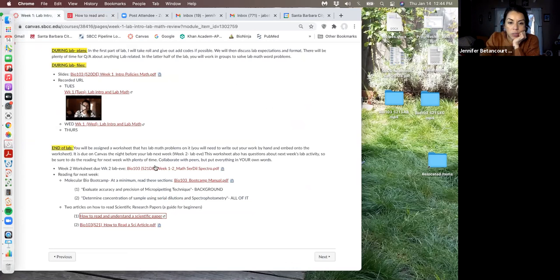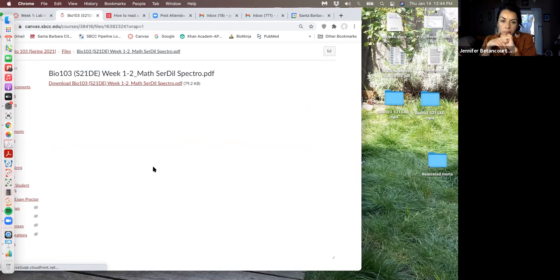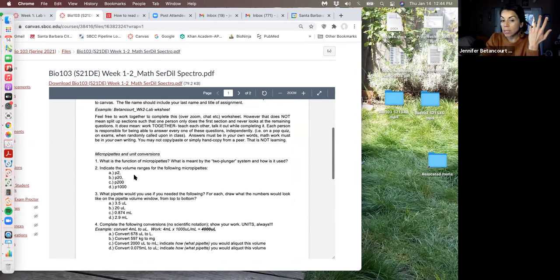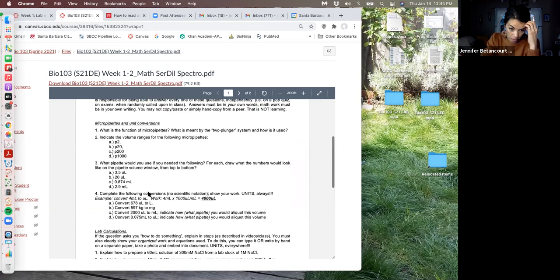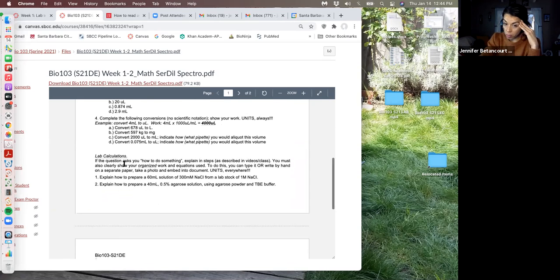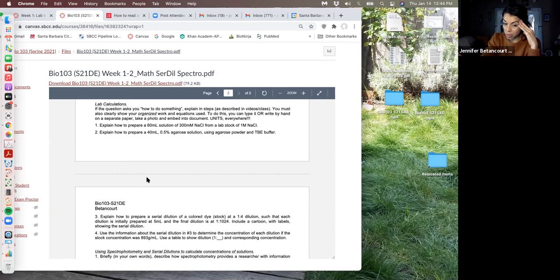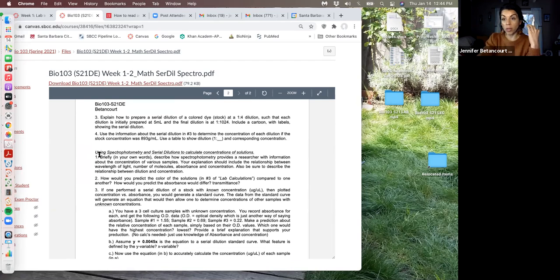So the worksheet, if we just take a quick peek at it, you'll see that most of the activities have questions about what was covered today in lab. So stuff about micropipettes and conversions, okay? Some questions about lab calculations, okay? Some serial dilution stuff, some stuff that we worked on in class today. And then a couple questions about what's going to happen next week in more of an intellectual, let's really think about it way, okay? So everyone turns in their own.